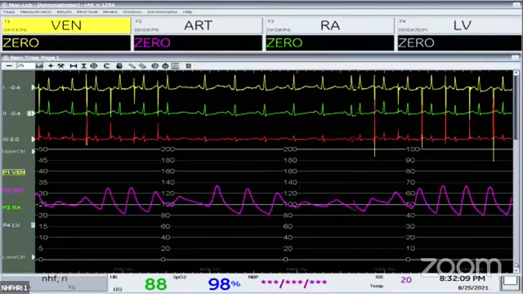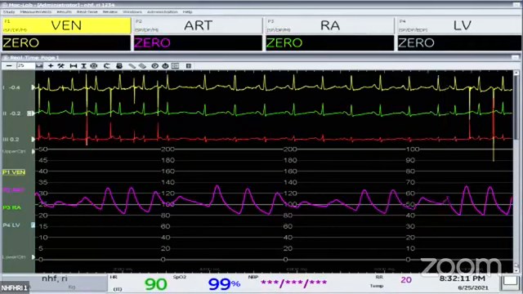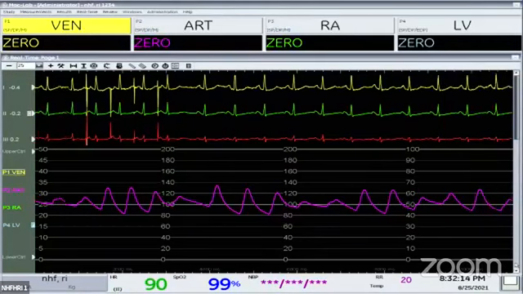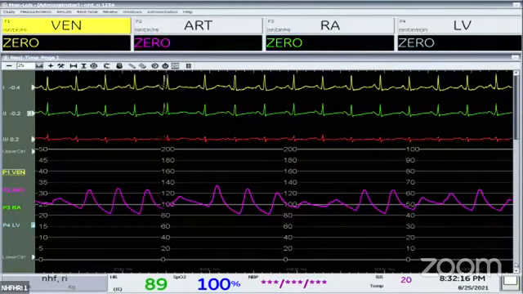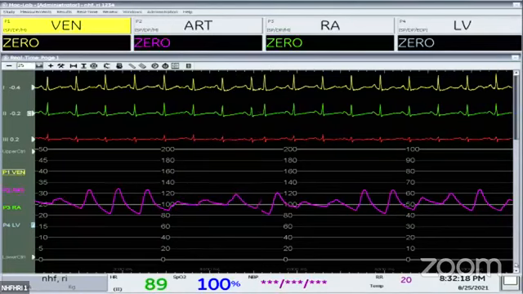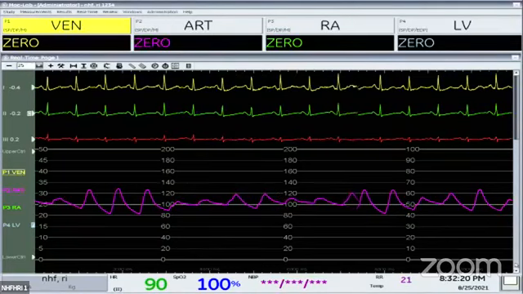Is this device MRI compatible? Light, please. Good.